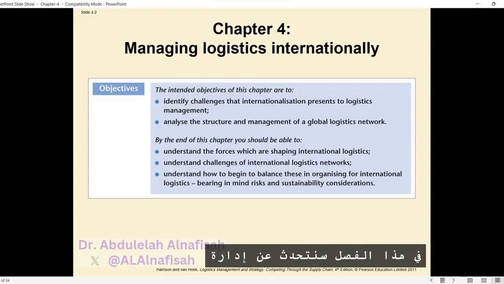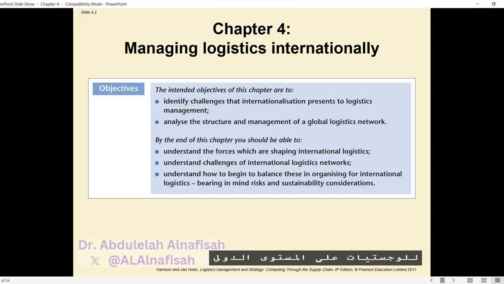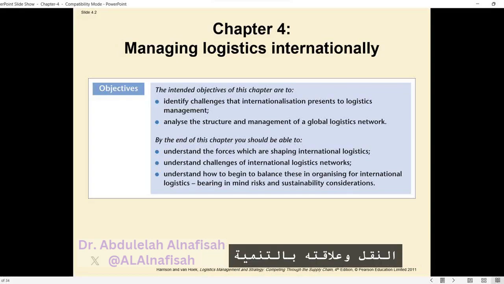In this chapter, we will talk about managing logistics internationally. This chapter discusses the early roots of logistics in international transport and its connection to economic development. It highlights how logistics has evolved over time, allowing for global connectivity and trade.